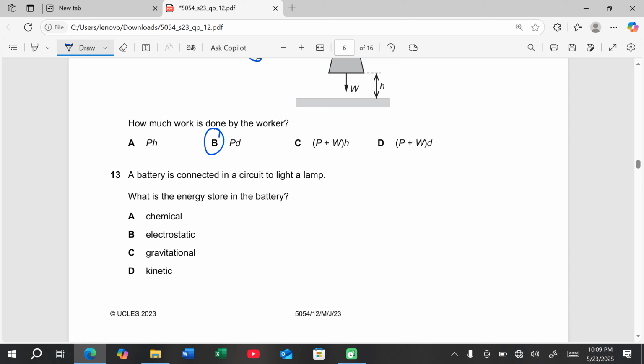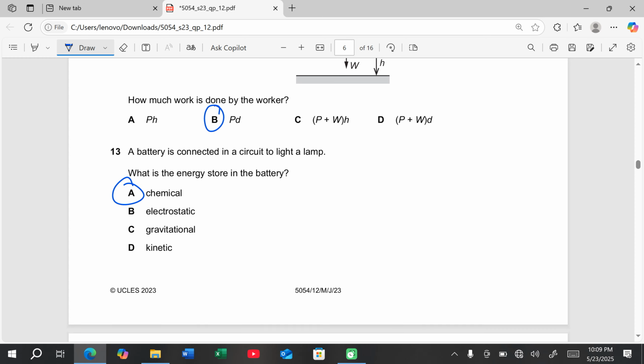A battery is connected in a circuit to light a lamp. Which energy is stored in a battery? It is always chemical energy.